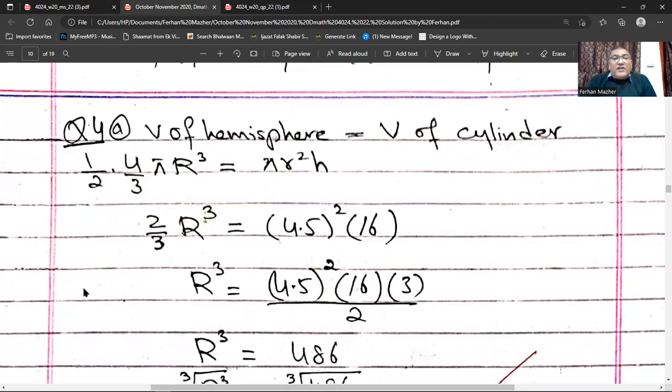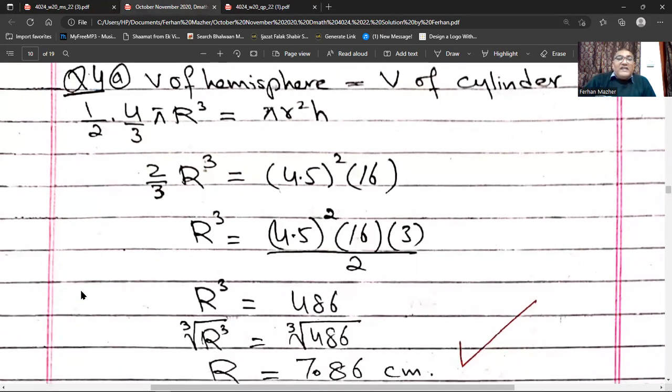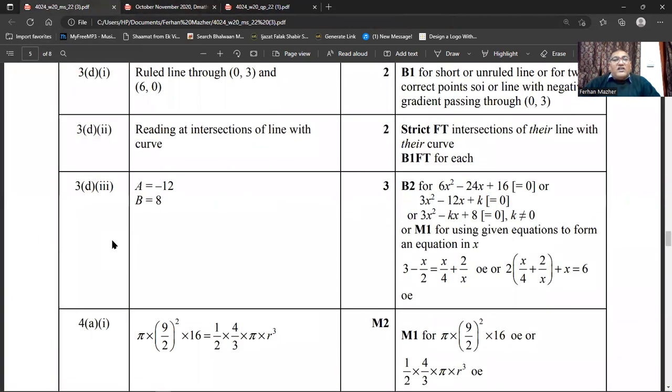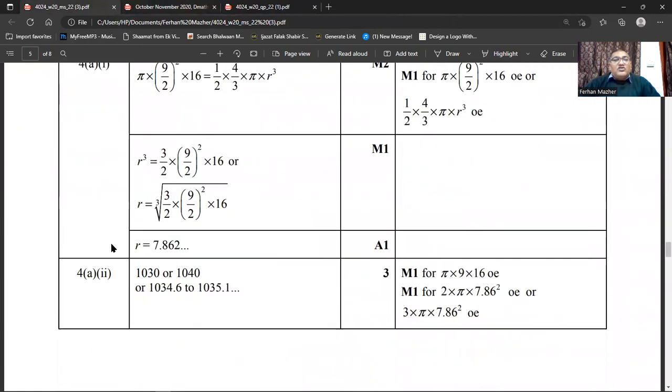So r cubed will be equal to 4.5 squared multiplied by 16 multiplied by 3 divided by 2, and that will be 486. Because r cubed equals 486, I will take the cube root on both sides. On your calculator, the cube root of 486 is 7.86. So the radius of the hemisphere is 7.86 centimeters, and this is what we were supposed to show.